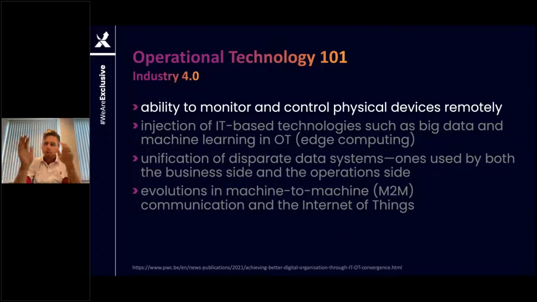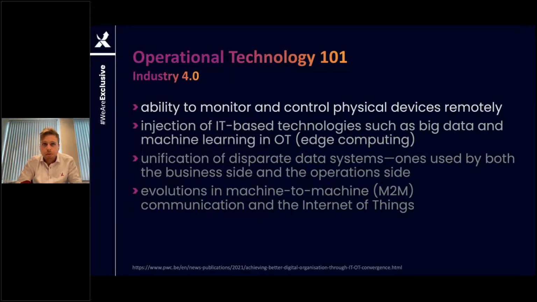OT elements once were not connected, and now it's hard to find any OT elements which are not connected to a network. And the reason for this can be found in 4 main drivers. The first one is the ability to monitor and control physical devices remotely. Remotely can be from a remote operation center, but can also be from a cloud platform. And this remote control also applies to a vendor needing access to their systems, for example, for maintenance.